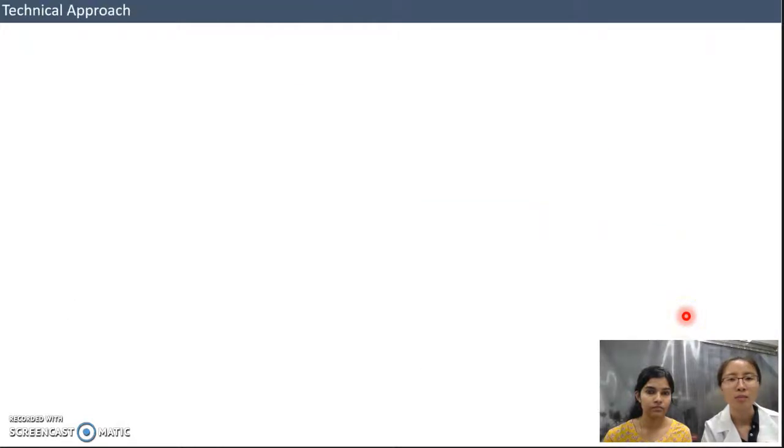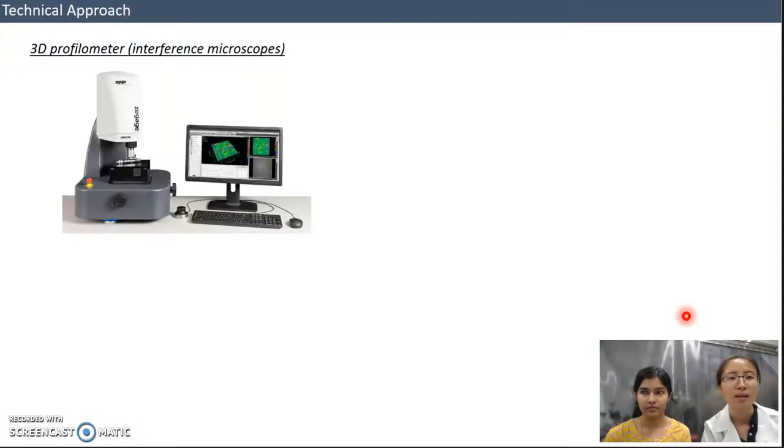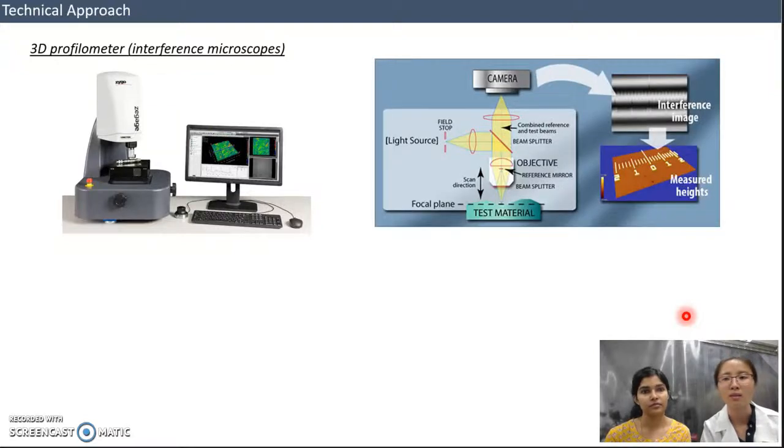And so the technical approach in this project is, first, we measure the components of the laser in the 3D profilometer using Zygo. The optical profilometer uses the optical properties of light to compare the optical path difference between a test surface and a reference surface. Inside this profilometer, a light beam is split, reflecting half of the beam from the test material, which is passed through the focal plane of the microscope objective.